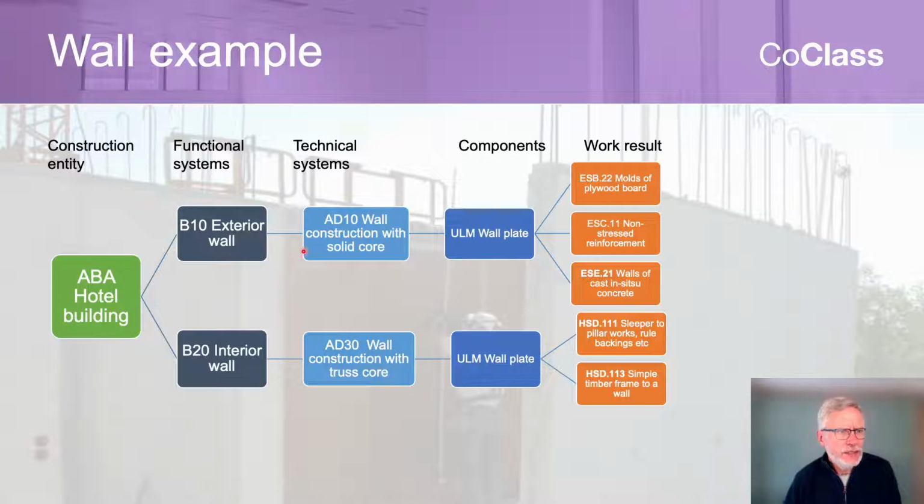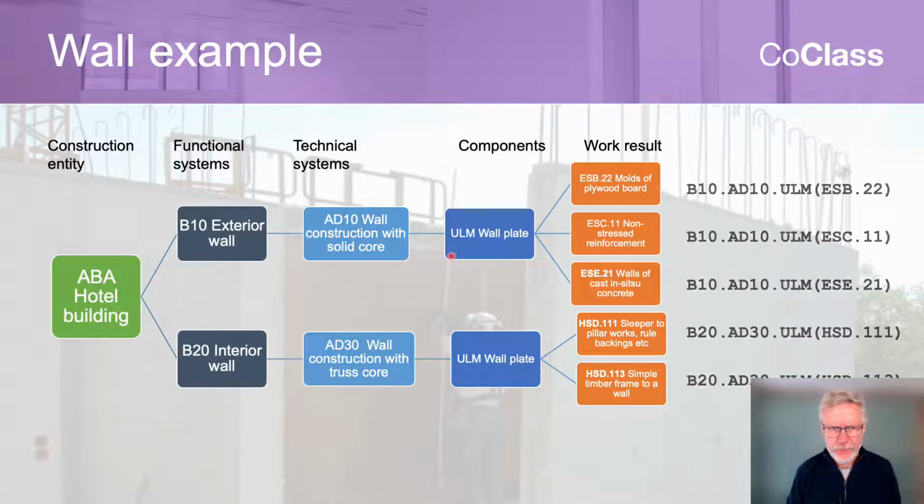You have this 1, 2, 3 step, B for the function, AD for the construction, and ULM for the component. And obviously the wall would need more components, insulation, wall covering, and so on. And you can get a complete code describing the object, the systems and the production result, which is shown here in parentheses.